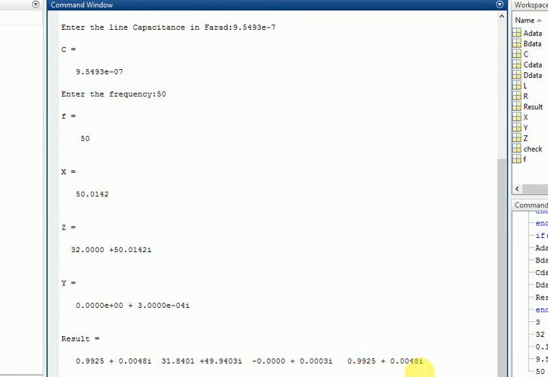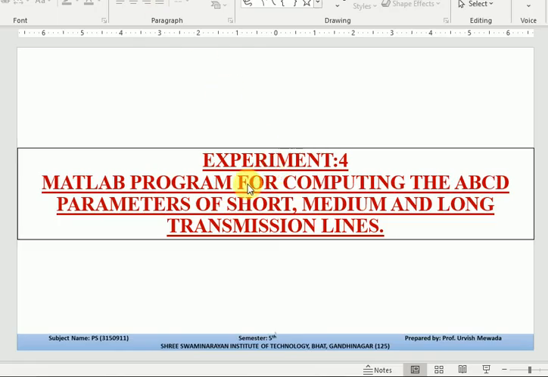0.9925 plus 0.0048i. So this is what the MATLAB programming does for computing the ABCD parameters for the short, medium and long transmission line. So whatever data you feed it, try to calculate that example in your own way manually with the help of the equations that we have already discussed in the theory section.